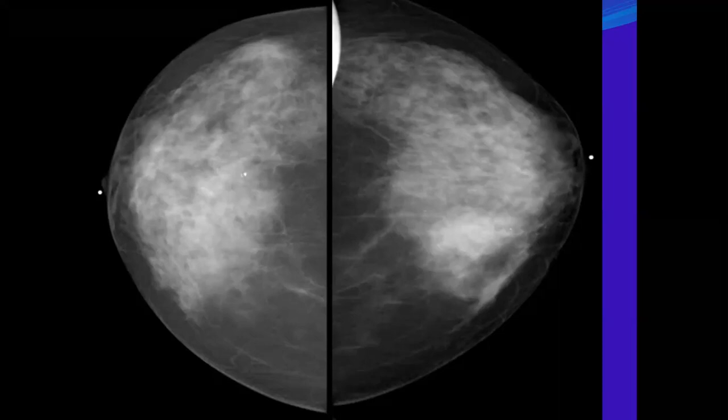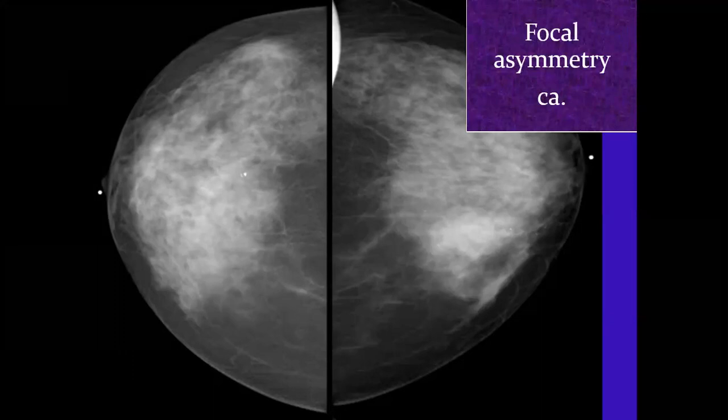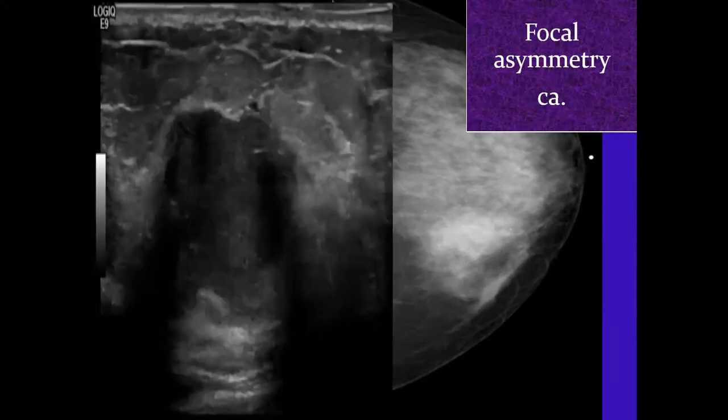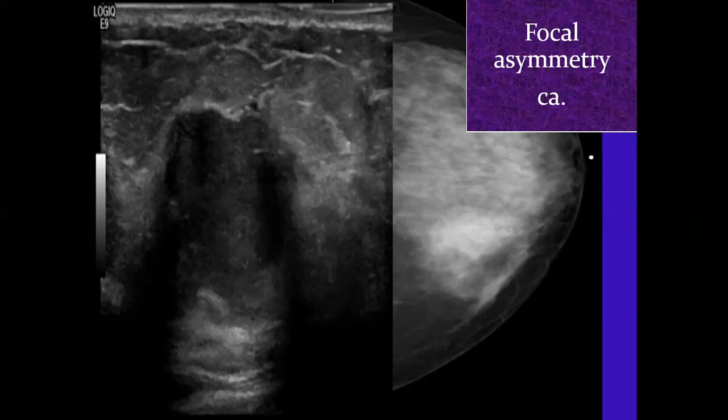So yes, this is a focal asymmetry. Either I'll do compression, and if the patient refuses, no need for compression. If the patient refuses, I'll proceed for ultrasound, since there is palpable abnormality. This is my patient. Yes. She has invasive cancer, okay?